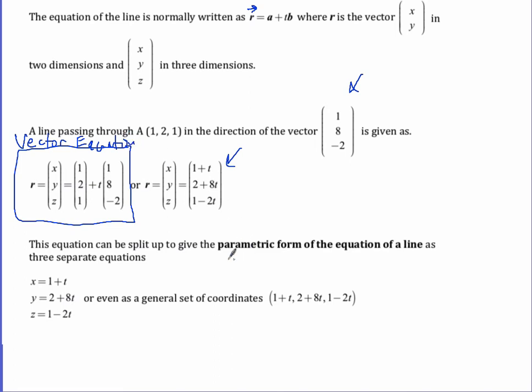Another version is called the parametric form of the line, where we just write out the separate components: x equals this, y equals that, and z equals that. So it means the same thing, it just looks a little bit different.